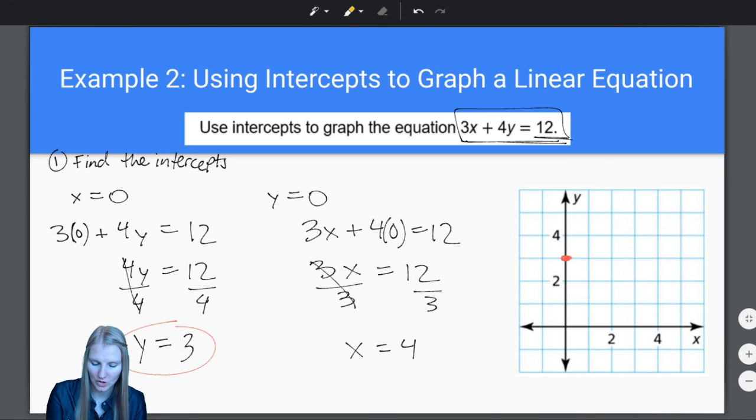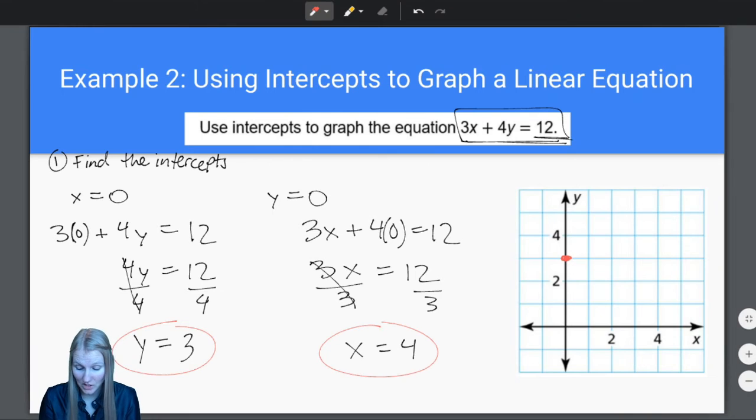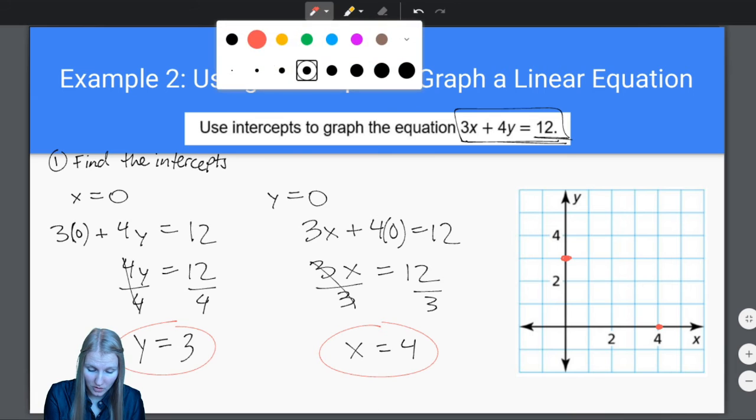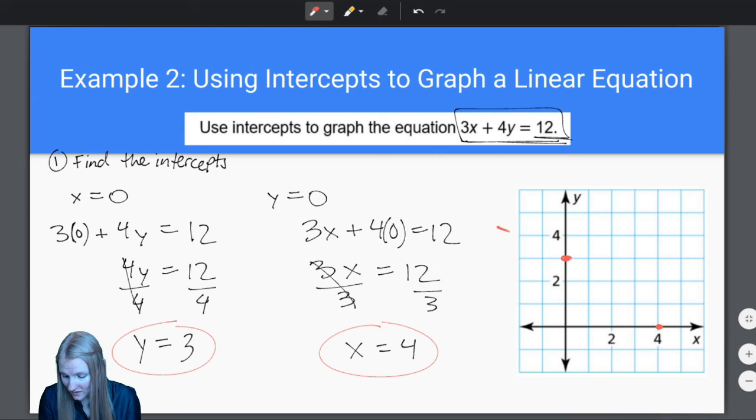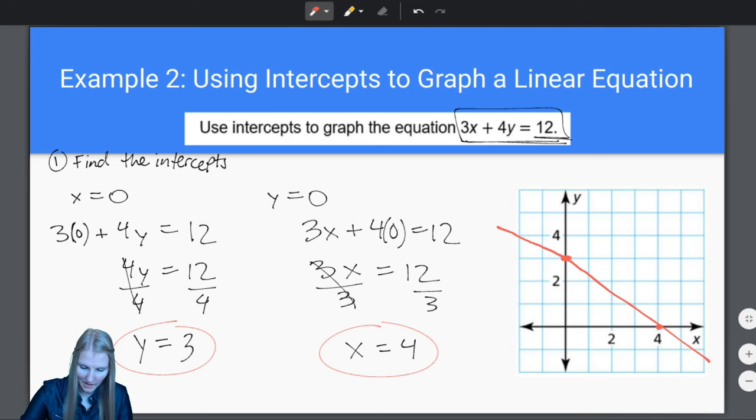And, let me switch colors again. X equals 4. I'm going to put this on the x-axis. So there is 4 on the x-axis. And now, to graph, all I need is to connect these dots. That's not a very straight line. Let me fix that.